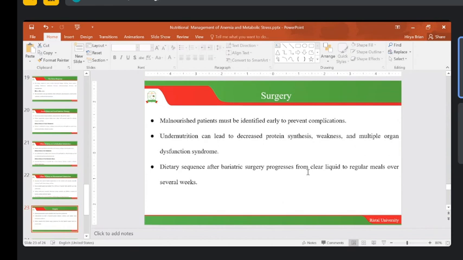If someone is to take a surgery next month, they can begin preparing early this month for that surgery, and they will be working in close collaboration with health workers, including nutritionists, to see how they can manage this surgery, post-operation, and pre-surgery management. So undernutrition can lead to decreased protein synthesis, weakness, and also multiple organ dysfunction syndrome, or what people call multiple organ failure, where the liver is failing you, the kidneys are failing you, etc.